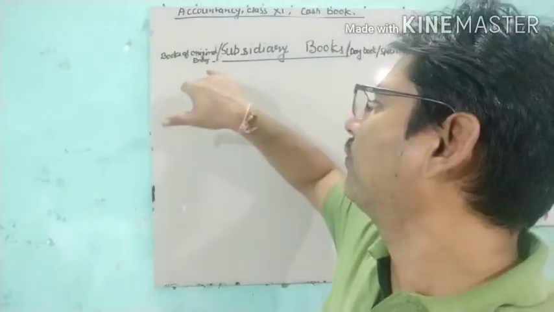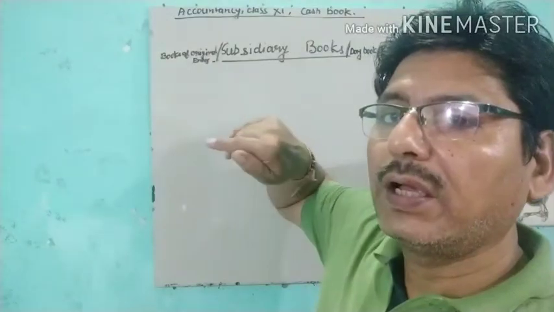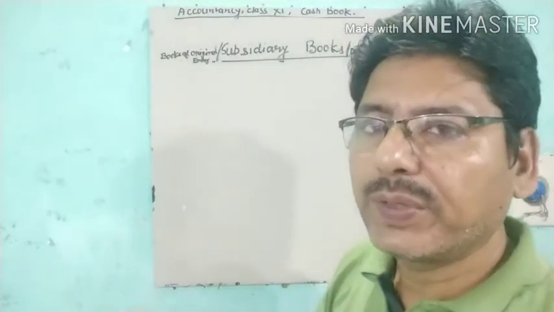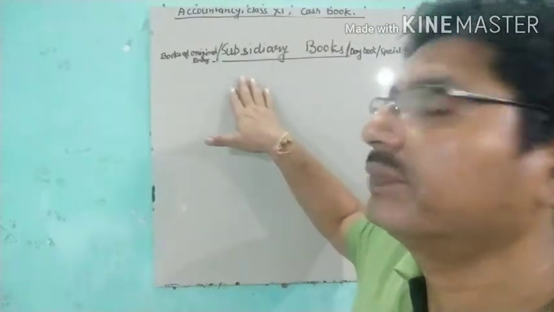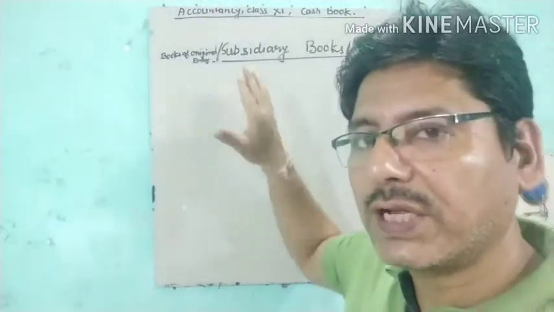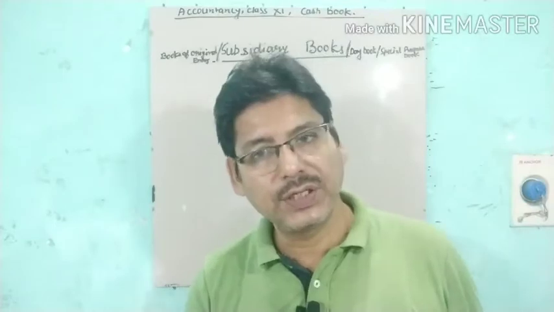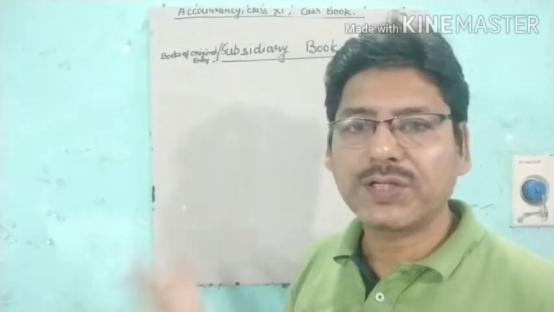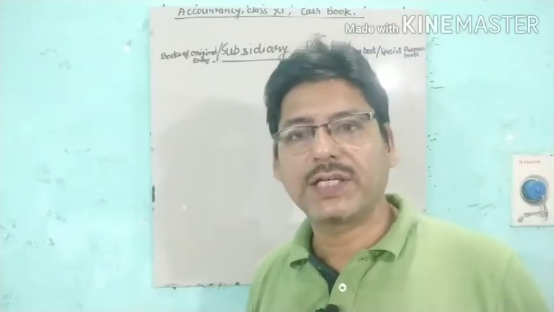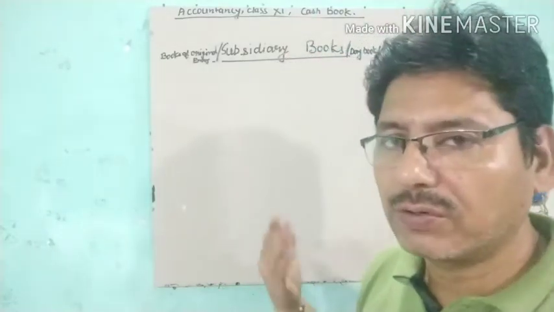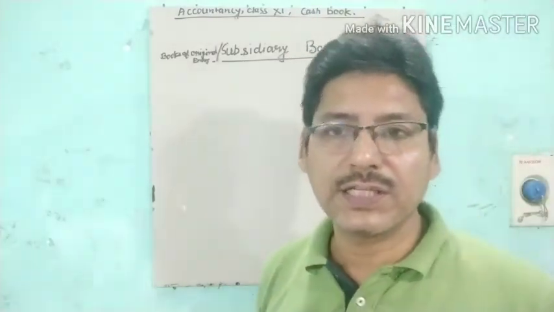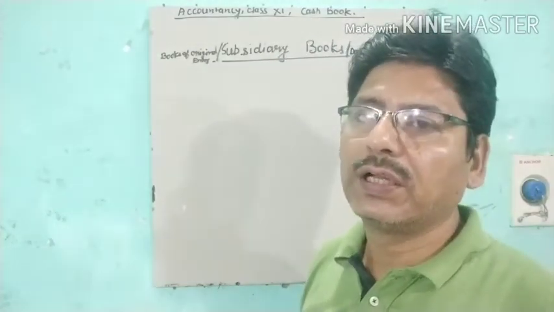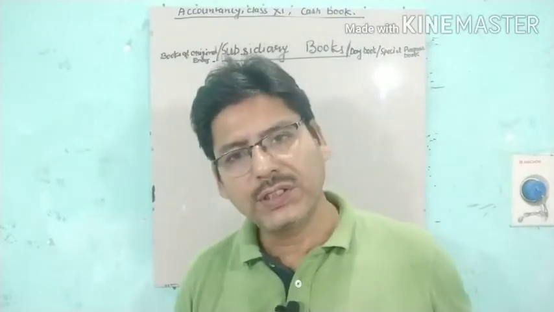Now, there are different books in which transactions are recorded for the first time. One is the cash book, which I told you about, then the journal, which we have already studied. The third one is the purchase book, in which all the credit purchases are recorded. The sales book, in which all the credit sales are recorded. The purchase return book, the sales return book, all these books are maintained.